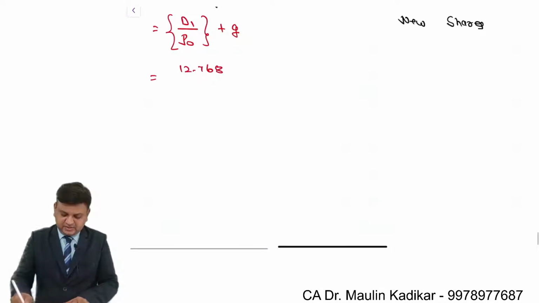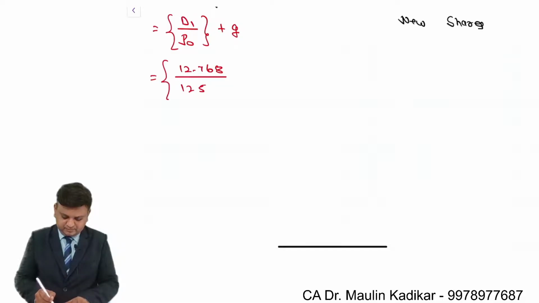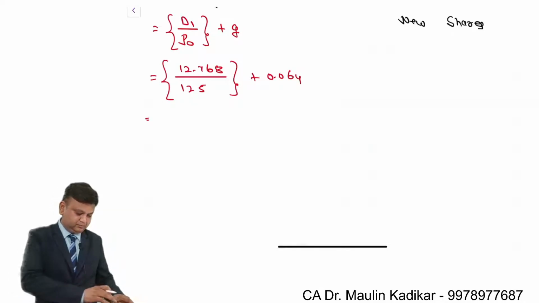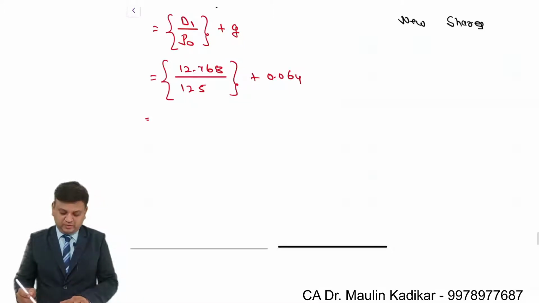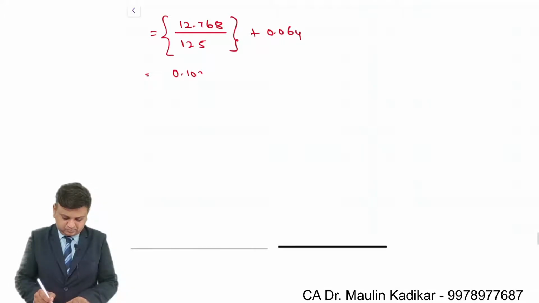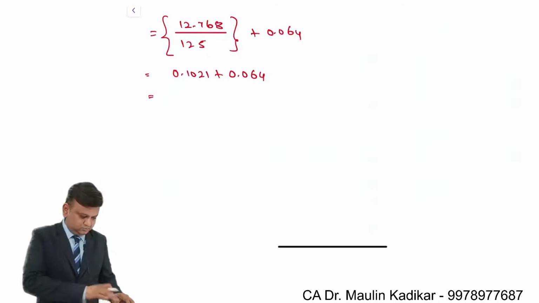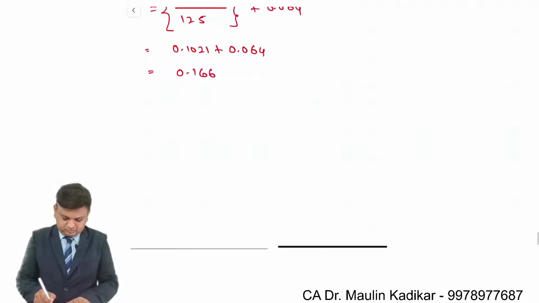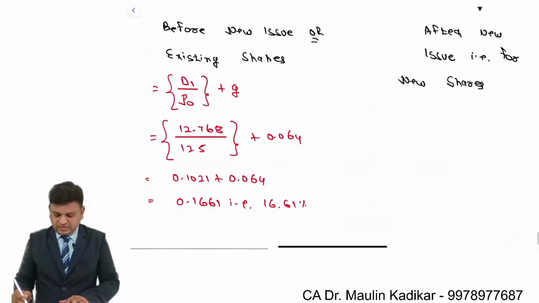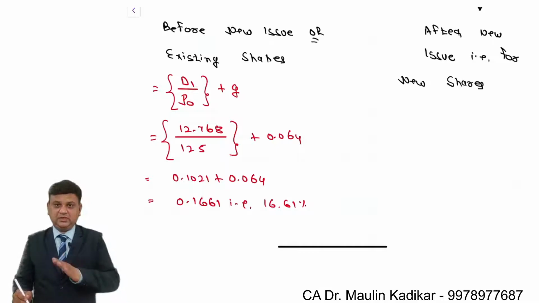So 12.768 upon 125 plus 0.064. So 0.1021. Point 1661. That is the way the cost of equity is found.